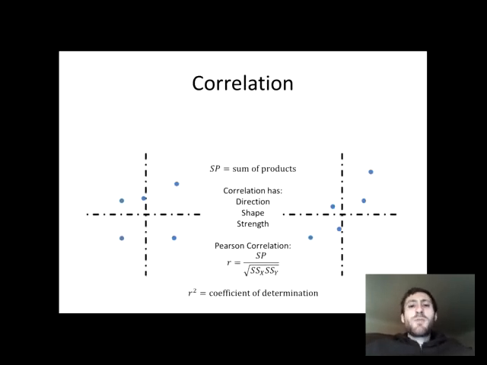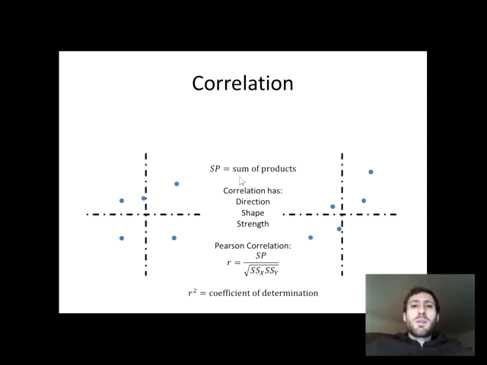Okay, let's move on to correlation. This is the next chapter we'll look at. Now I'm going to introduce you to another new term. We had sum of squares. Now we're talking about the sum of products. And I'm going to show you a little visualization, a way to think about the sum of products.